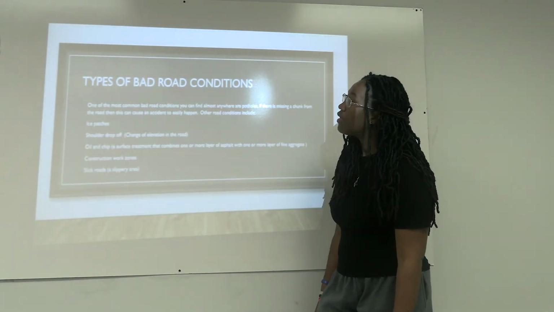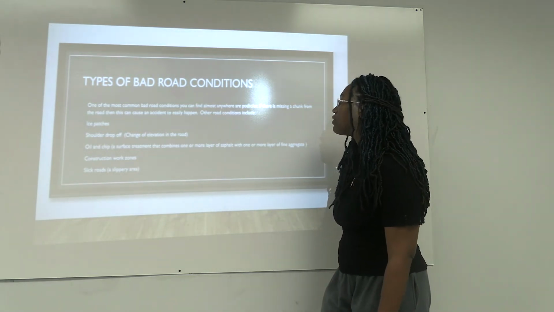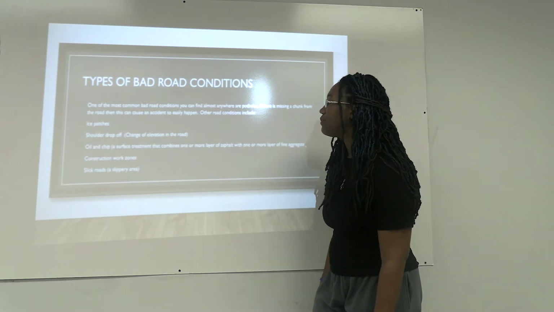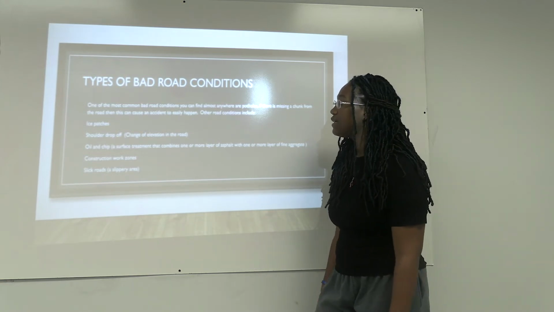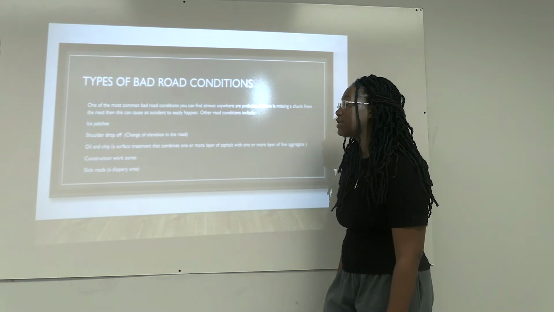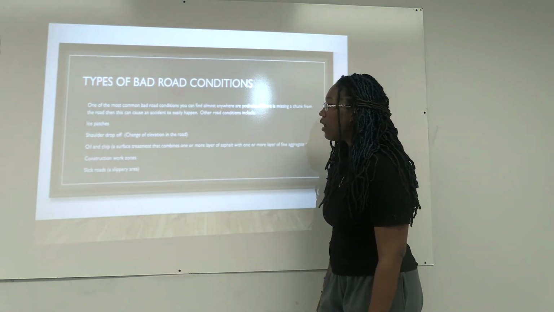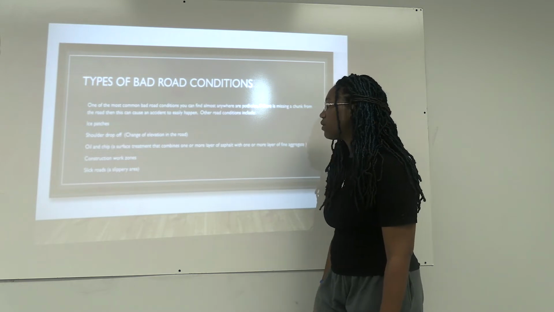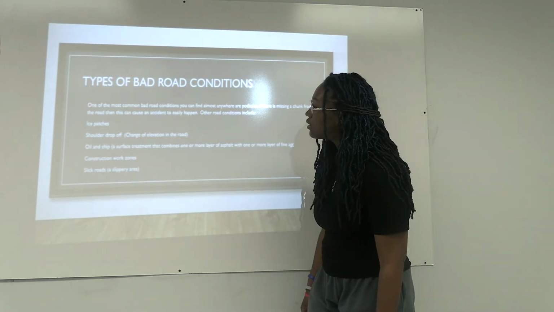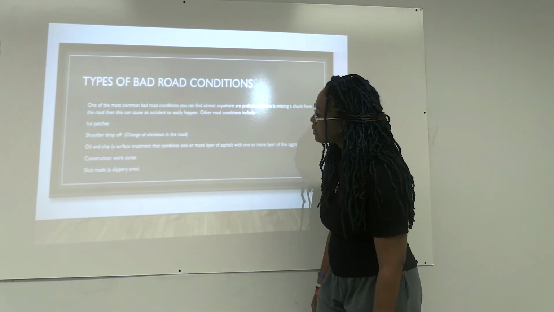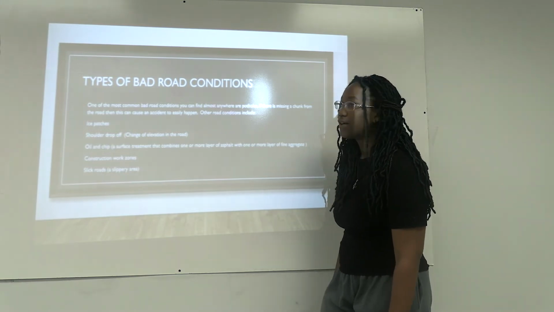Types of road conditions. There are many types of road conditions. One of the most common road conditions you can find almost anywhere are potholes. If there are missing chunks from the road, this can cause an accident to happen. Other road conditions include ice patches, which are just icy patches on the road, which can cause cars to slip and crash into others. Shoulder drop-off, which is a change in elevation of the road. Oil and chip, a surface treatment that combines one or more layers of salt with one or more layers of aggregate. And construction work zones and slick roads, which is basically a slippery area on the road, which can be caused by rain, snow, hail, etc.